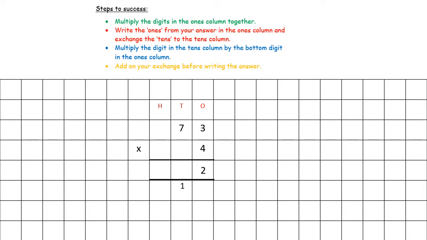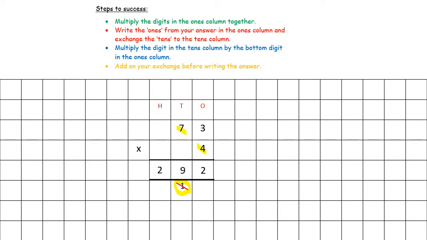So now the next thing we need to do is multiply the digit in the tens column by the bottom digit in the ones column. We've already done 3 times 4, now we need to do 7 times 4, which is actually 7 tens, so it's 70, okay? So 7 times 4 is 28, okay? And then you need to remember to add on this exchange at the bottom. So we do 28 plus 1 is 29, or 290.